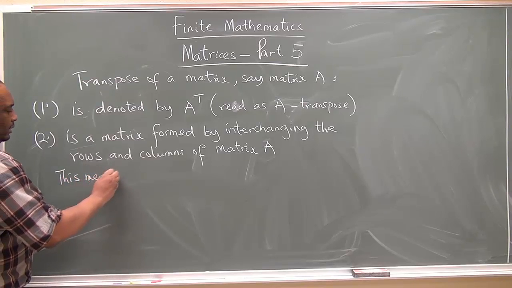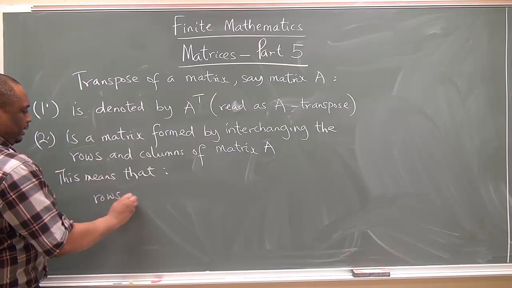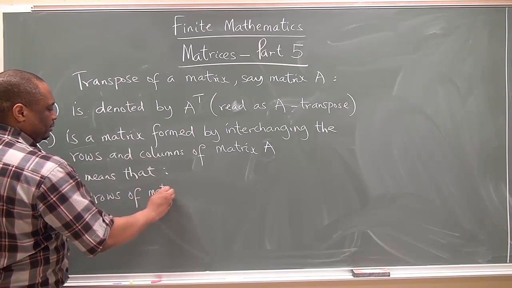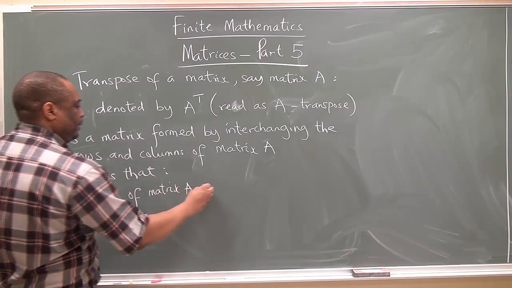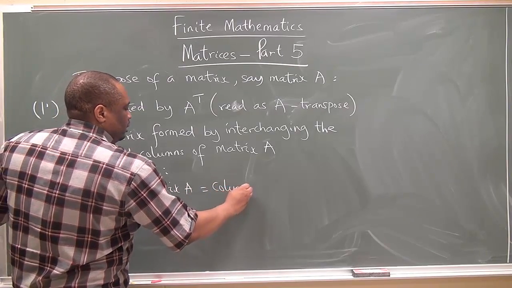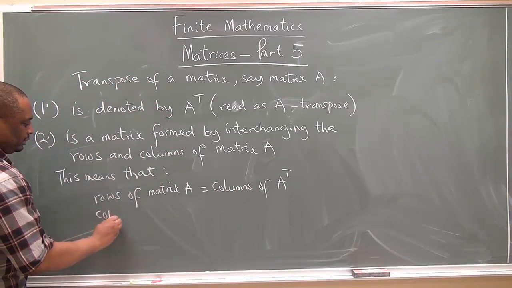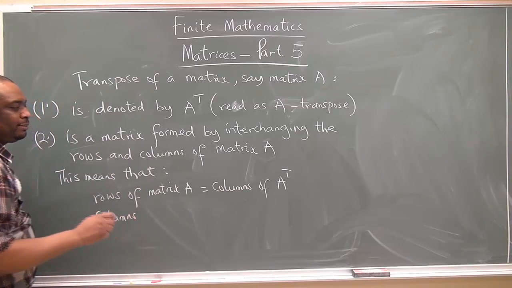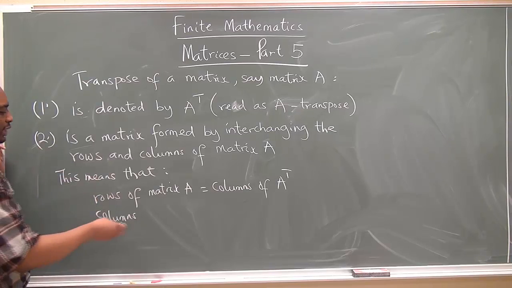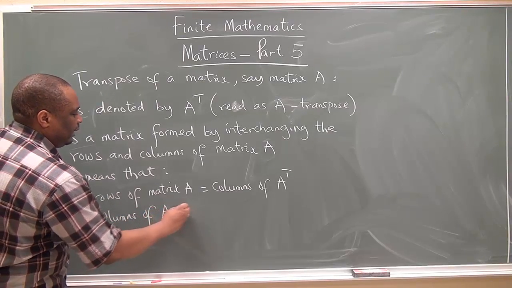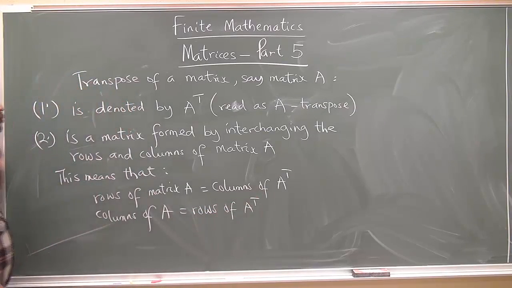This means that the rows of matrix A will be equal to the columns of A transpose, and also the columns of matrix A, some textbooks write columns as COLS, the short form, will be the rows of A transpose.